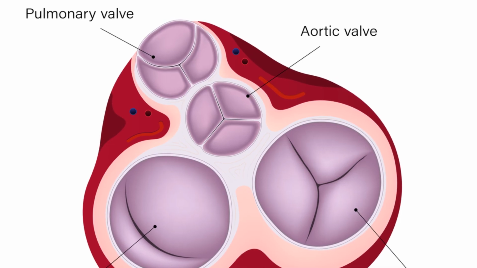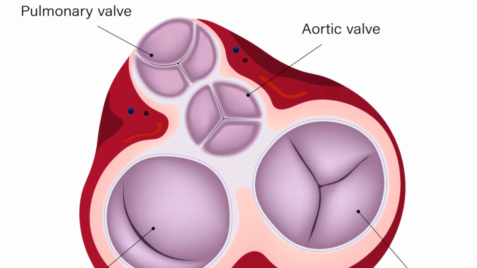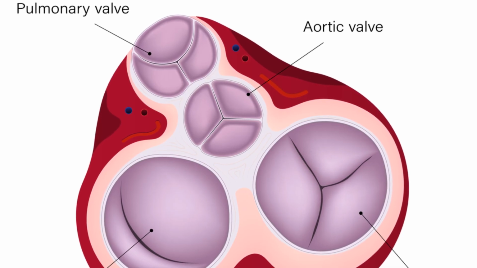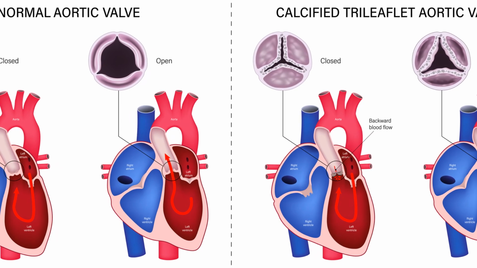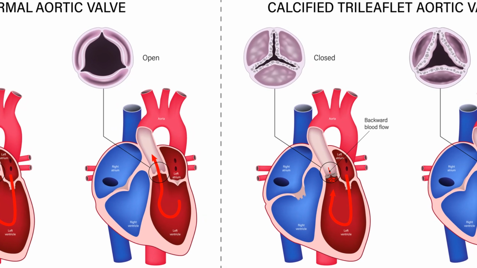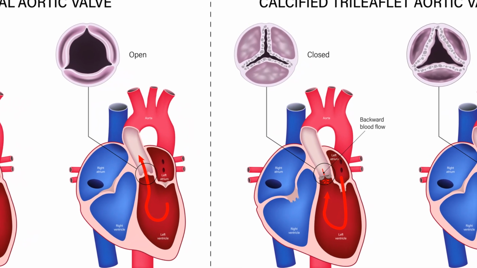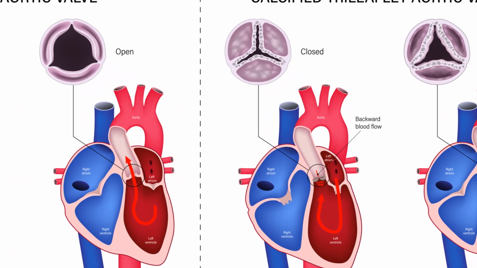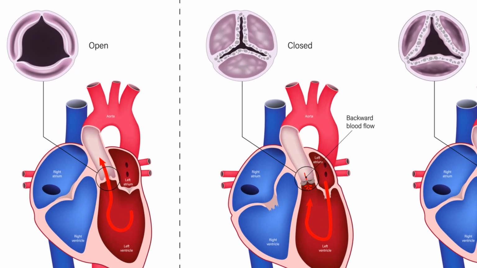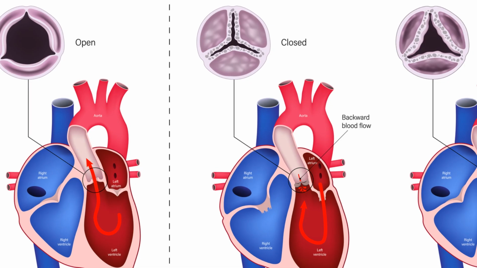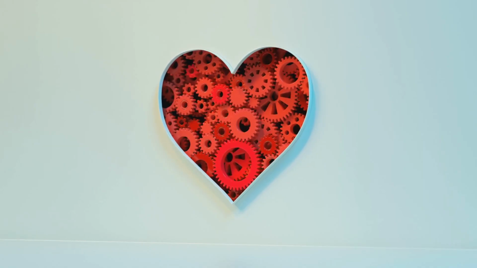Valves are passive flaps that ensure one-way flow, driven by pressure differences. They don't actively open, pressure gradients do. AV valves, tricuspid, mitral, separate atria from ventricles and prevent retrograde flow during ventricular contraction. Semilunar valves, pulmonary, aortic, prevent backflow from arteries into ventricles after ejection. Valve closure produces heart sounds.